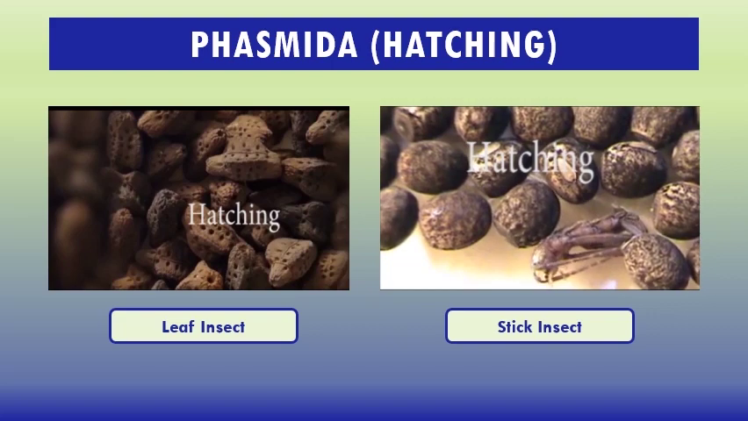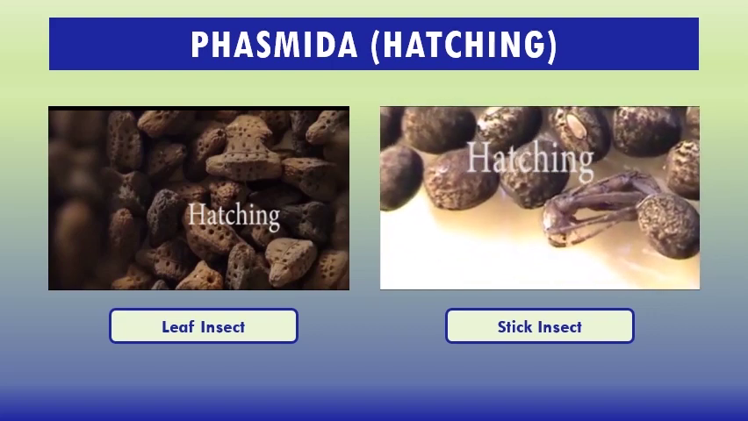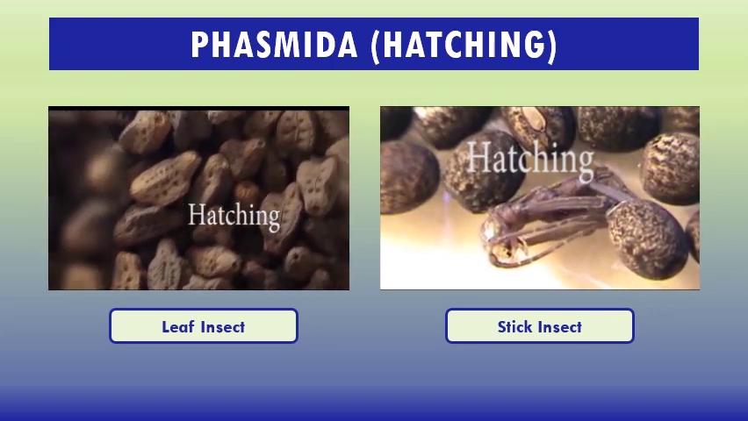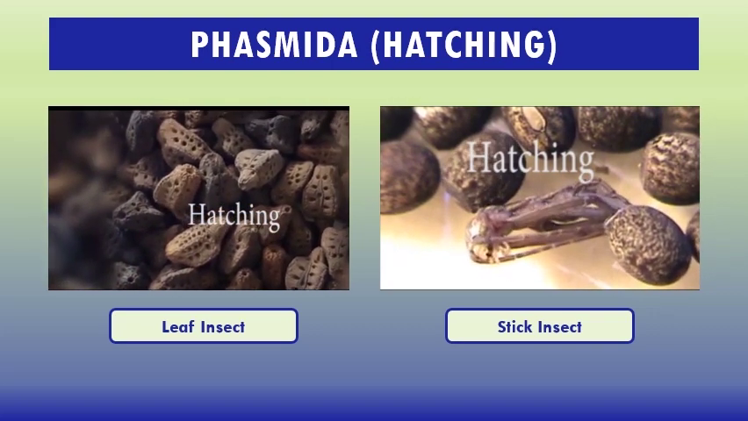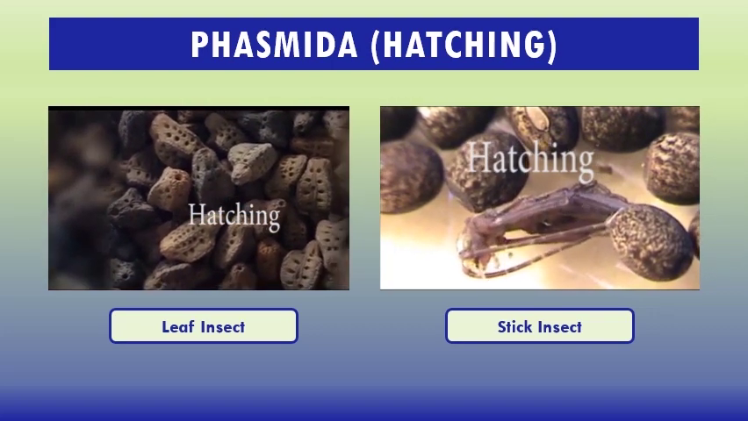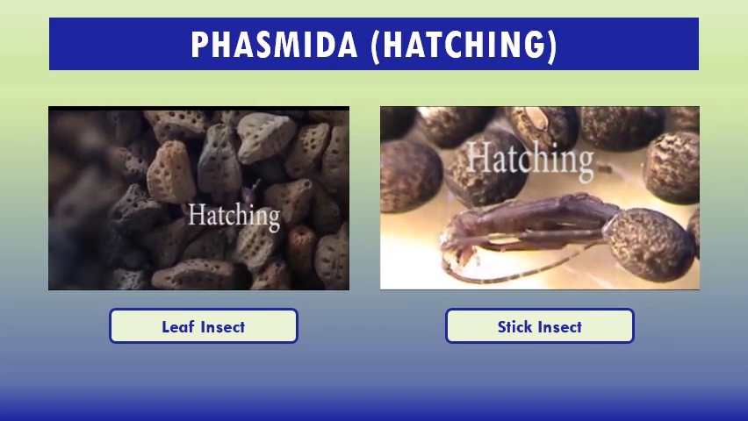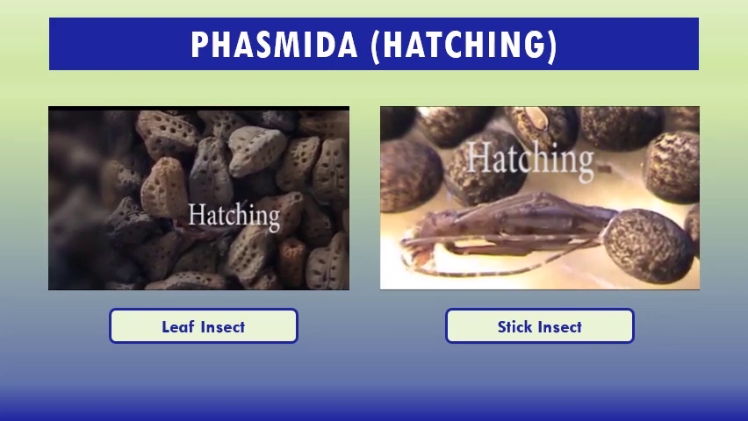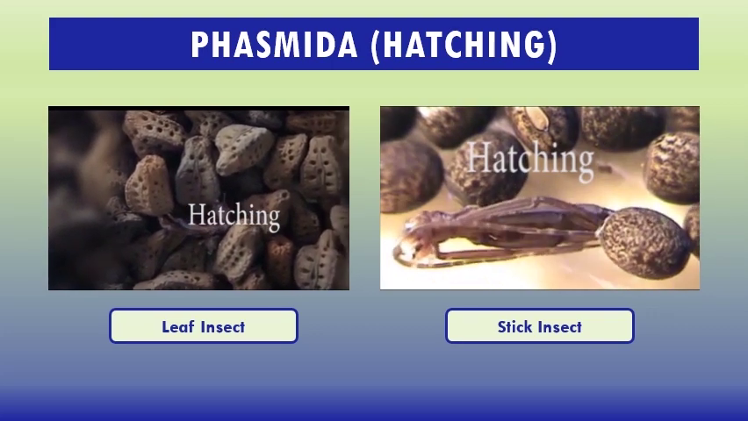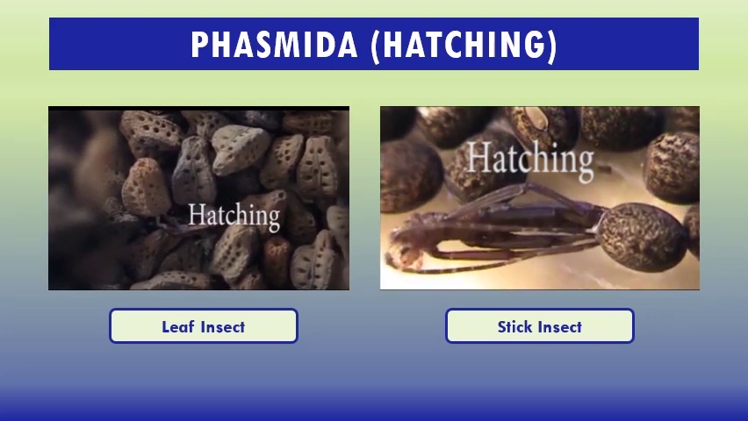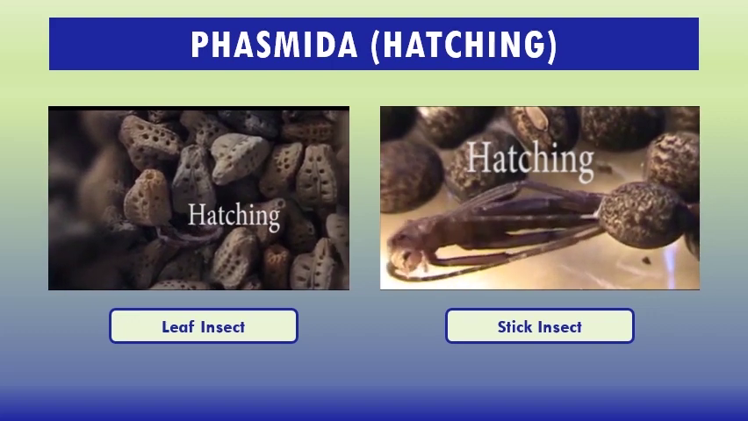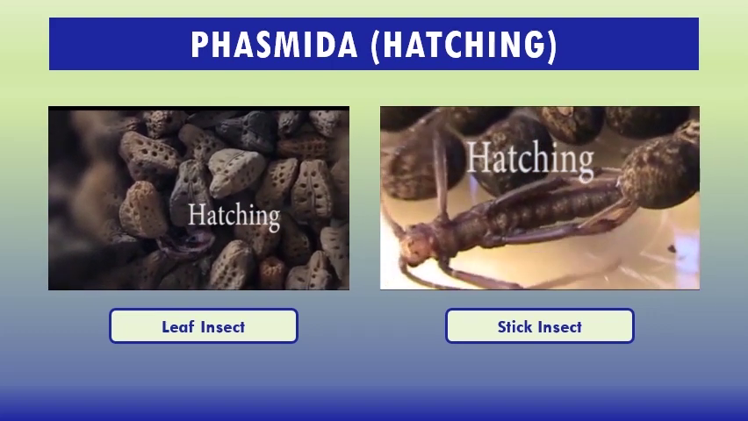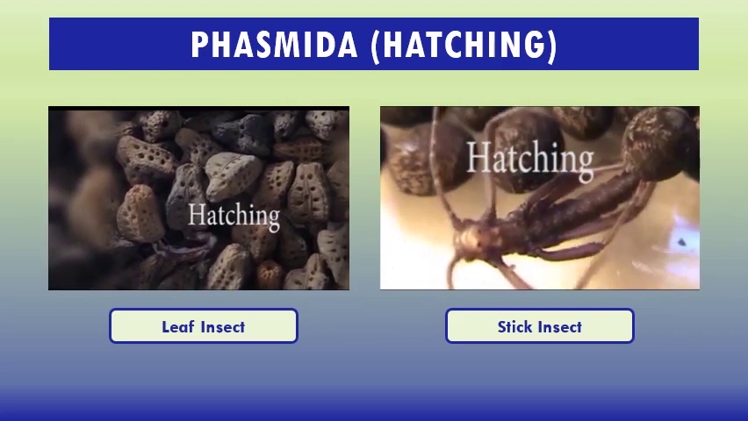Now Phasmida hatching. Leaf insects and stick insects. The comparison you can see here. The eggs may hatch in the same season they were laid or remain in the litter to hatch up to 3 seasons later, depending on the conditions. Nymphs molt several times before reaching maturity, and development may take from a few weeks up to a few months.